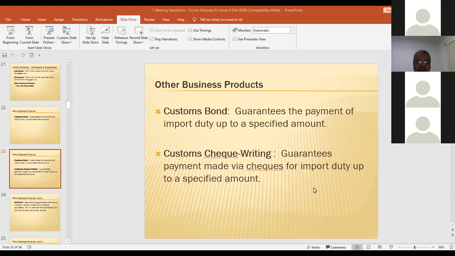This is where this differs from the customs bond. With the customs bond, you carry nothing at all. With the customs check writing facility, you carry a check. It's not a special check, right, Mr. Nottage? It's not a special check. It's just your personal check.